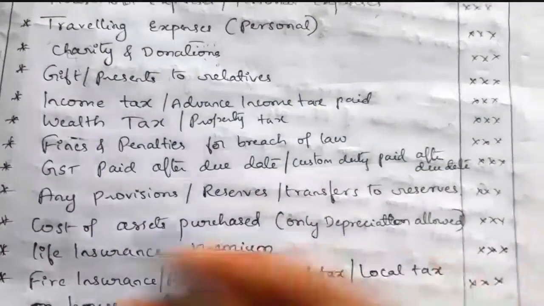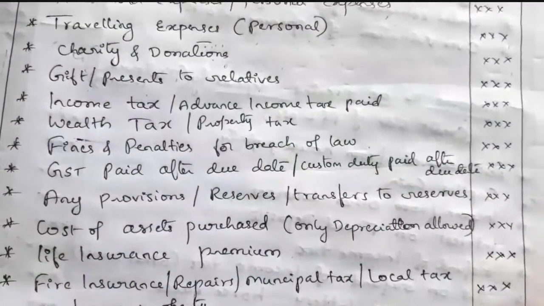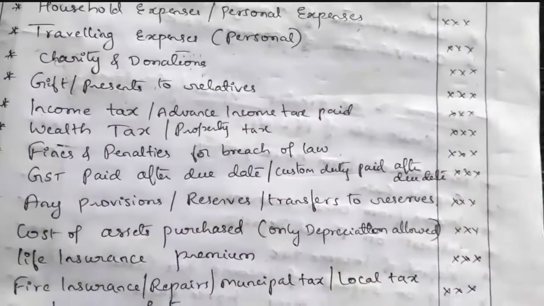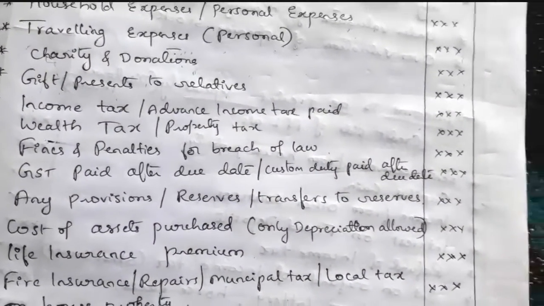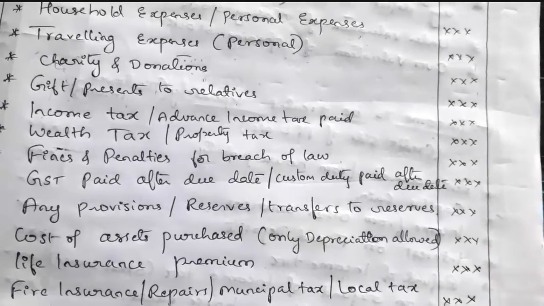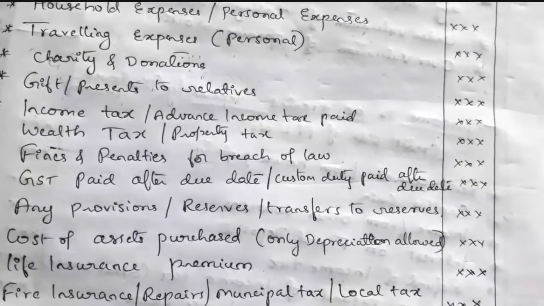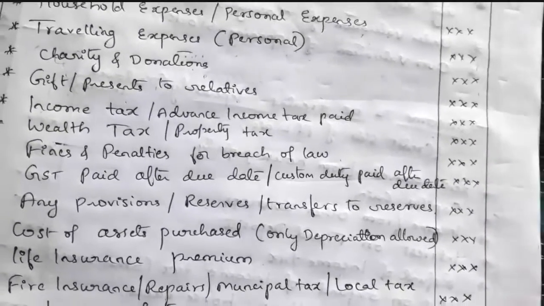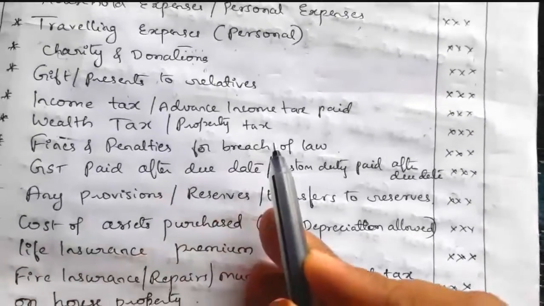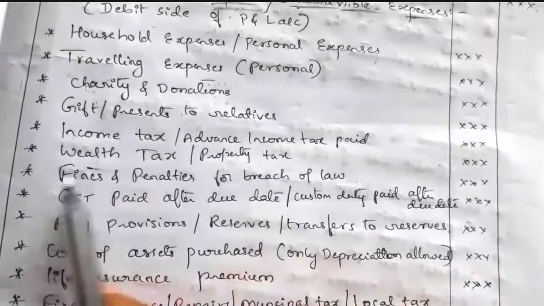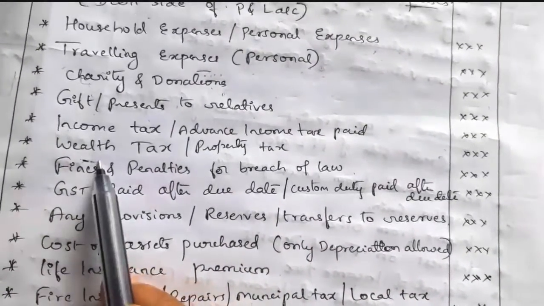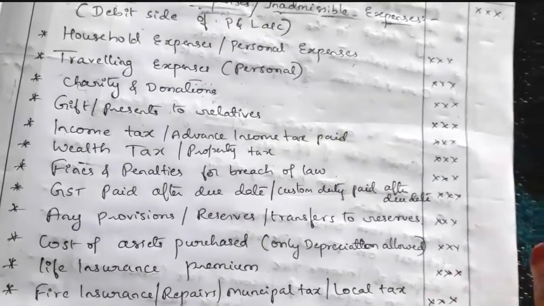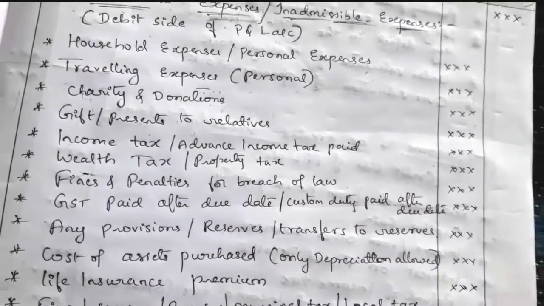If an assessee has paid income tax or any advance tax, then it is disallowed. Income tax is a tax he has to pay on his personal income. It is not relating to a business. It is not a tax paid on business. It is a personal income. Even the advance tax paid is also disallowed. Wealth tax paid and property tax paid are disallowed. A tax paid on wealth or on property is not relating to a particular business. It is not a business related expense, so disallowed.